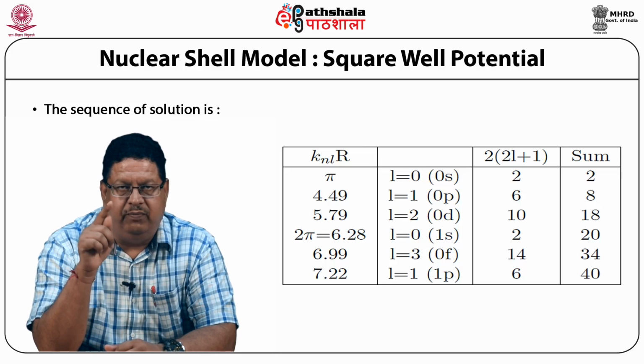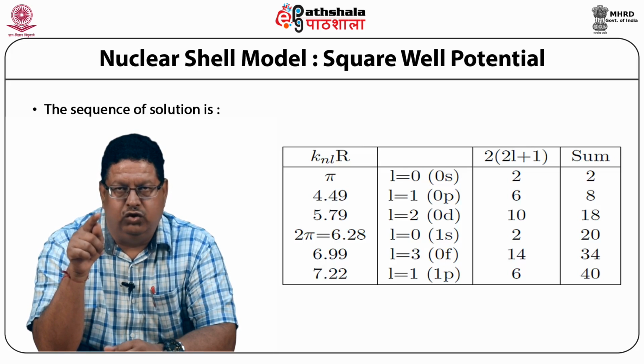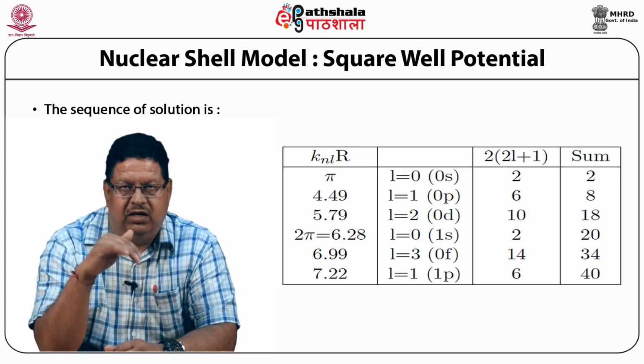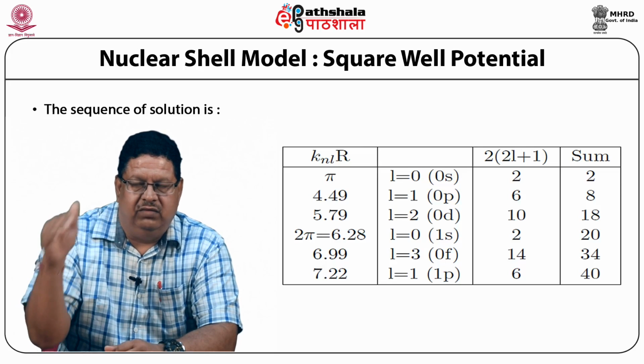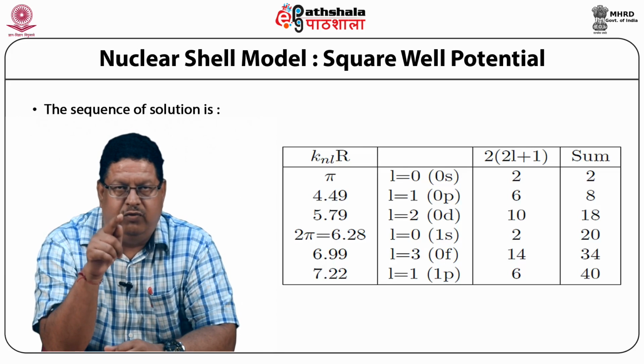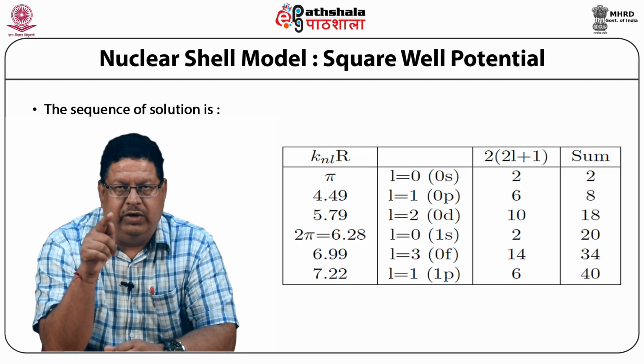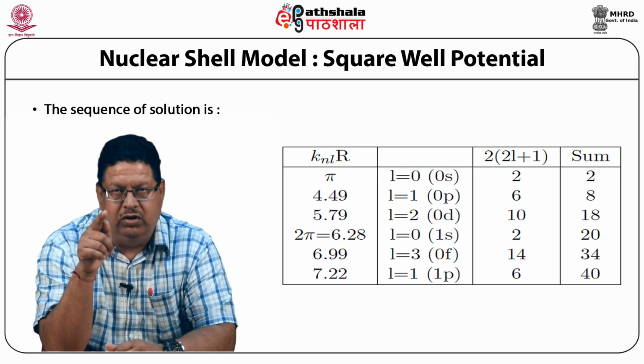So in the first column you can see that pi is the value where the first curve cuts the x-axis. It corresponds to L equal to 0, that is the 0s orbital. Number of nucleons is 2, sum is 2. The second cut is made by the same curve at the value 4.49, K and L R value equal to 4.49, which corresponds to L equal to 1, and since this is the first time that L equal to 1 is coming, it is 0p. So it's the p orbital. In the p orbital we can have 6 nucleons. So the total sum up to that level is basically 8.